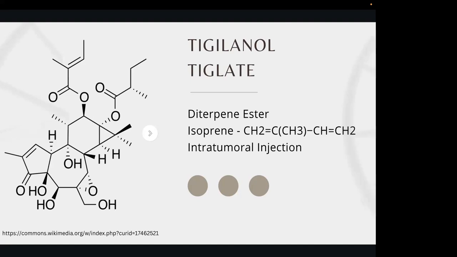So Tigilanol Tiglate is a diterpene. This is a class of chemical compounds composed of 4 isoprene units. Isoprene, or 2-methyl-1,3-butadiene, is a common organic compound with this formula, CH2, and so on.